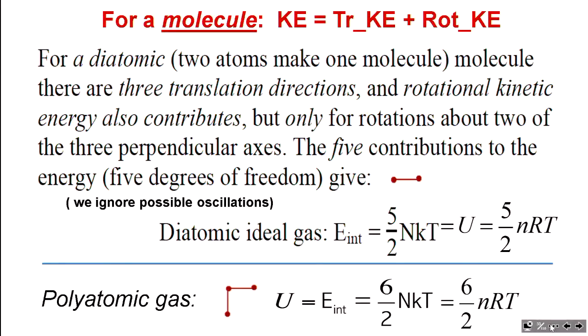And for diatomic gas, we have 3 from translational plus 2 from rotational. 5 elements of energy. For triatomic, quarteratomic, or any polyatomic gas, we have 6 portions of energy, 3 because of translational motion and 3 because of rotational motion.